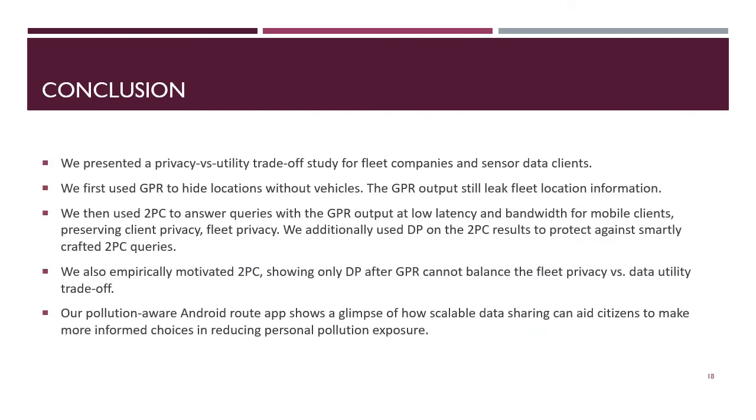Finally, we summarize our work. First, we presented the privacy utility trade-off for fleet companies and sensor data clients. We first applied GPR to hide locations without vehicles. The GPR output variances still leak out fleet location information. We then use 2PC to answer queries with GPR output at low latency and bandwidth for mobile clients, preserving the client privacy and fleet privacy with an optimal data utility. We additionally use differential privacy on the 2PC results to protect against smartly crafted 2PC queries.